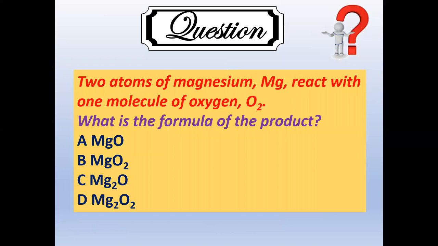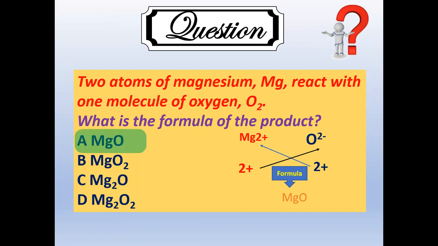We're going to see another question. Two atoms of magnesium react with one molecule of oxygen. So what is the formula of the product? Now, how many atoms of magnesium or oxygen are there? They always follow the same rule in combinations. For example, magnesium with a +2 oxidation state, while oxygen with a -2 oxidation state. Here both have the same charges, so they're going to produce magnesium oxide with a 1:1 ratio, and that A will be the correct answer.